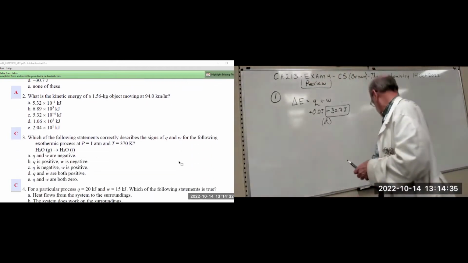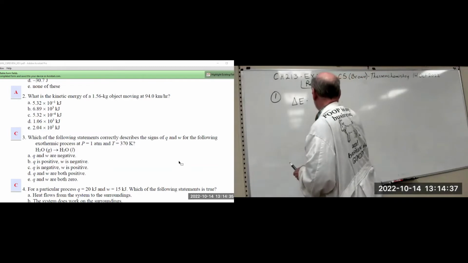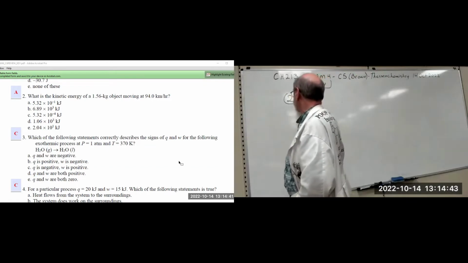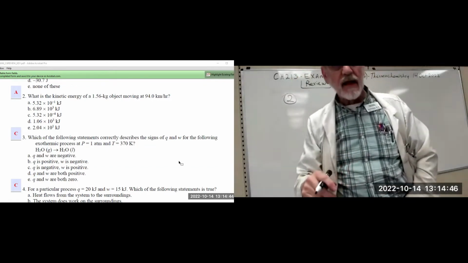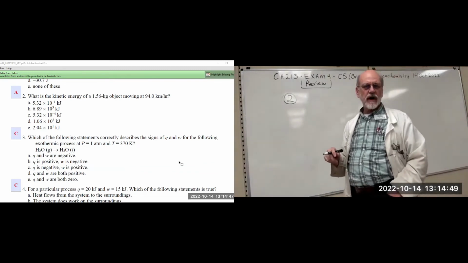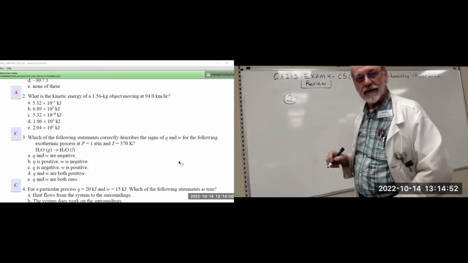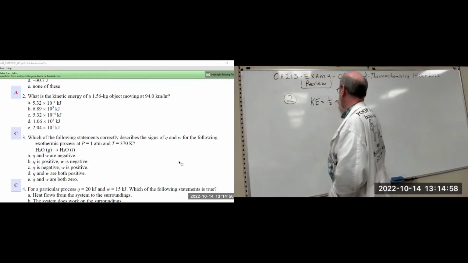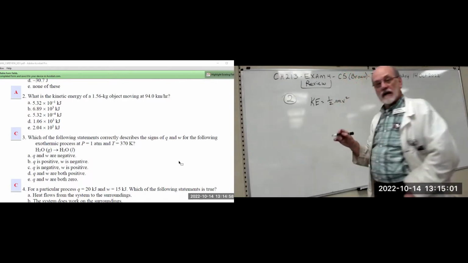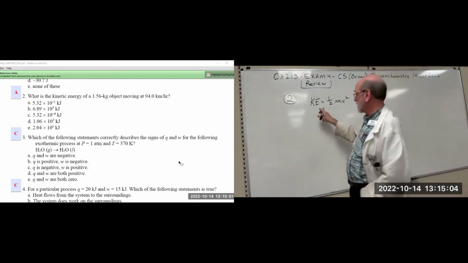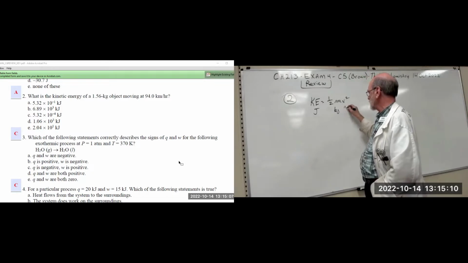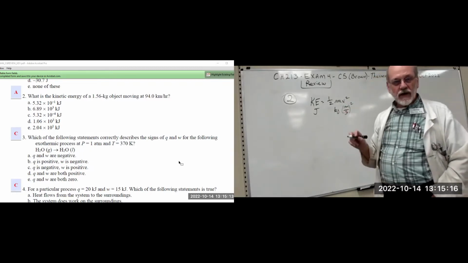Number two. Let's try number two. What is the kinetic energy of a 1.56 kilogram object moving at 94 kilometers per hour? All right, kinetic energy. Remember that formula? 1/2 mv squared. But in order to have these units in joules, these units must be in kilograms, and these units must be in meters per second, because you're going to square them. Okay, do we have that?